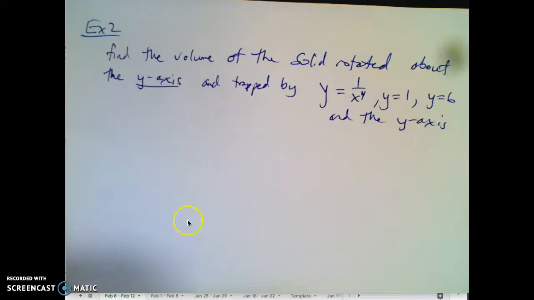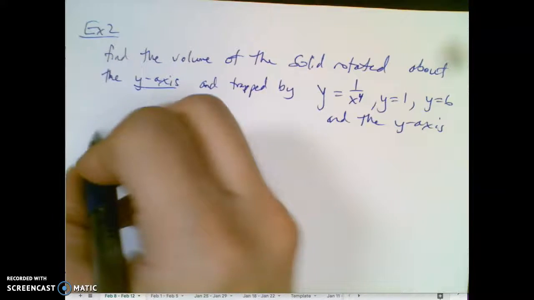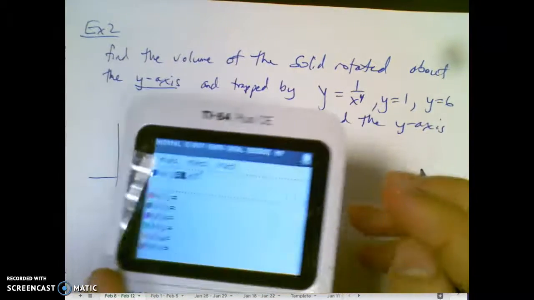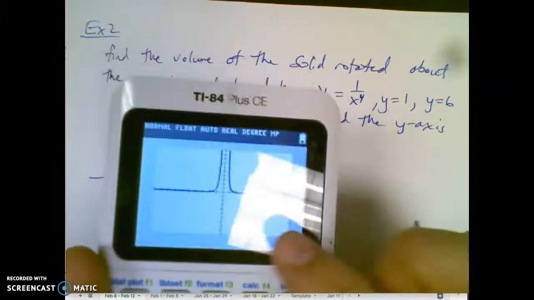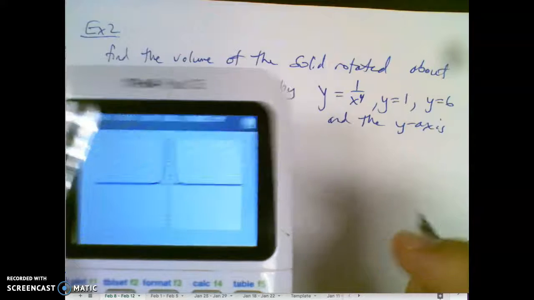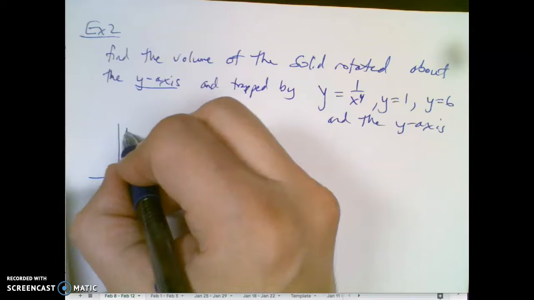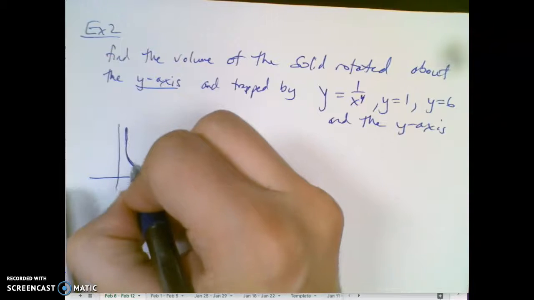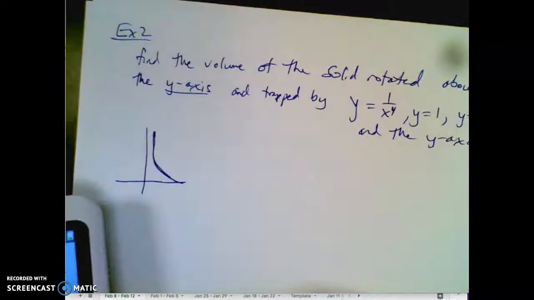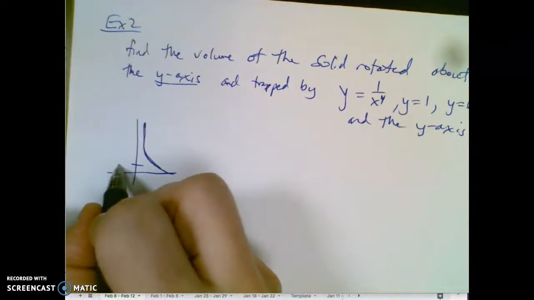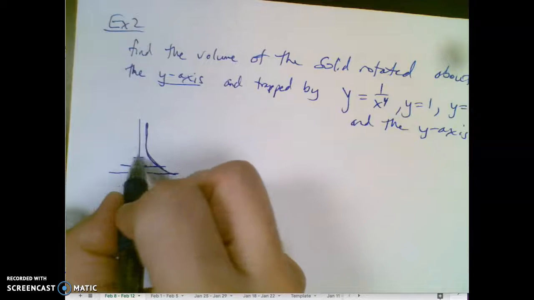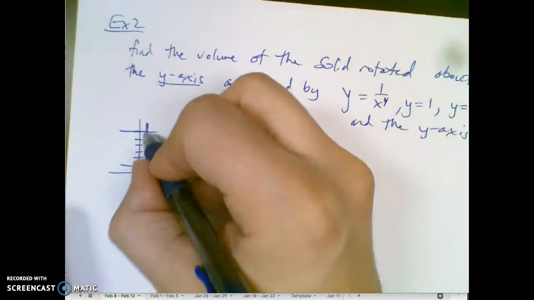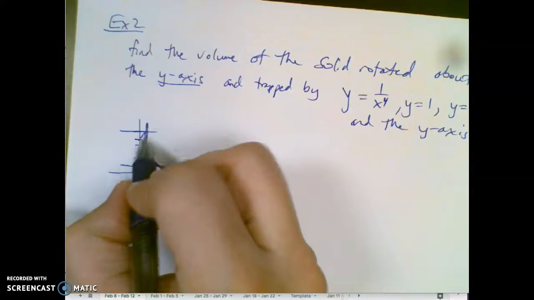Okay, so let me stop for a second here. I always want to sketch these. So I'm going to sketch this guy. y equals 1 over x to the fourth looks like that. Remember, I only want the part trapped between all these curves. So it kind of goes over there. I want from y is 1 to y is 6. Boom. So it's like this shape here. This one I'm shading.